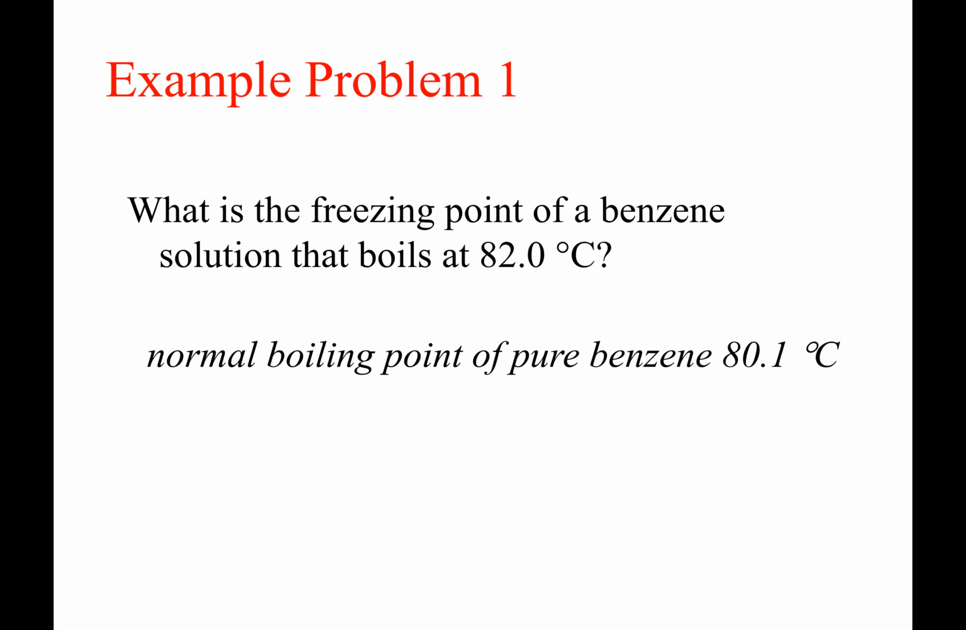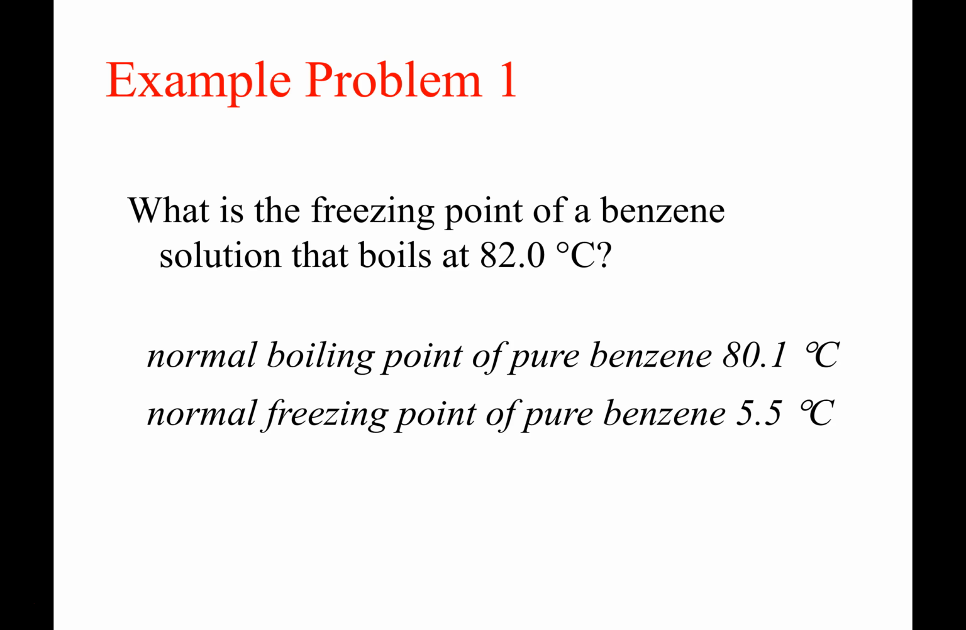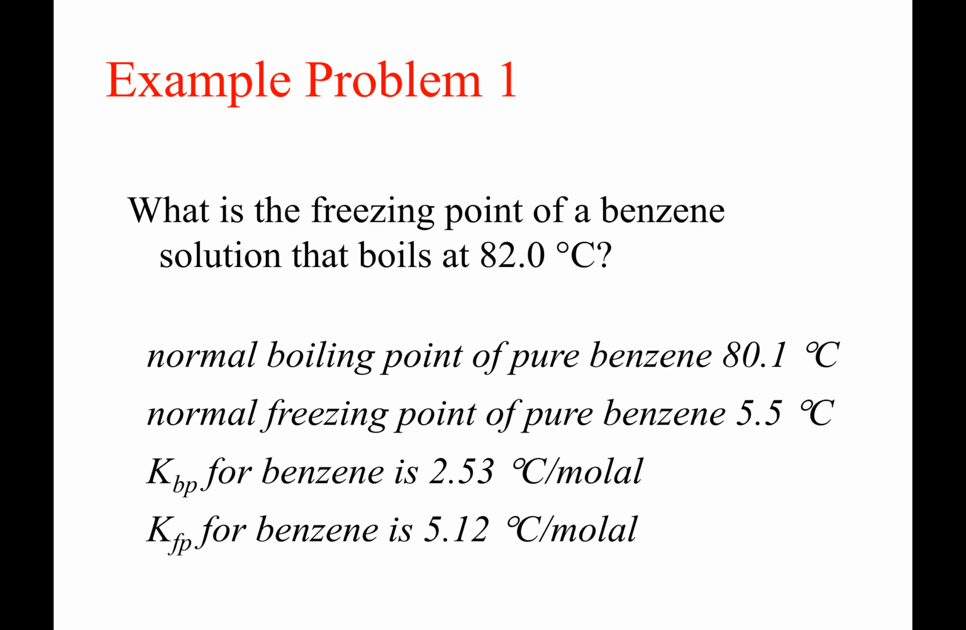If we look back a few slides, we can see its boiling point temperature is elevated because the T naught BP, the boiling point temperature of pure benzene, is 80.1 degrees Celsius. We're at 82.0. So yeah, you definitely have some solute added to it. And the freezing point is going to be lower. The freezing point temperature is going to have to be colder than 5.5 degrees Celsius. The boiling point elevation constant is 2.53 degrees Celsius per molal of solute, and the freezing point depression constant is 5.12 degrees Celsius per molal.